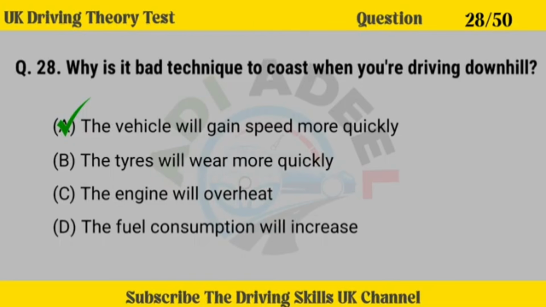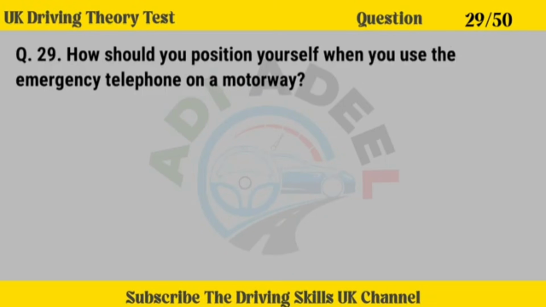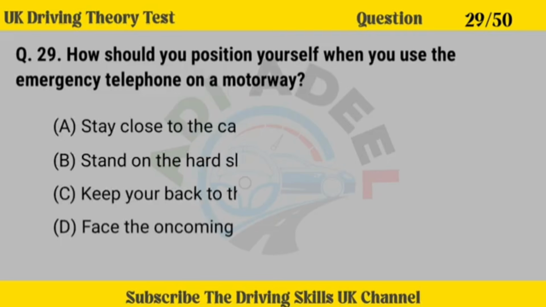The right answer is A. The vehicle will gain speed more quickly. Question 29. How should you position yourself when you use the emergency telephone on a motorway? A. Stay close to the carriageway. B. Stand on the hard shoulder. C. Keep your back to the traffic. D. Face the oncoming traffic.